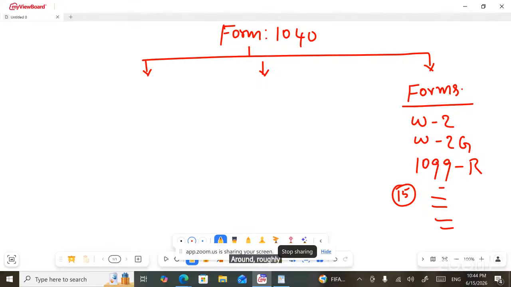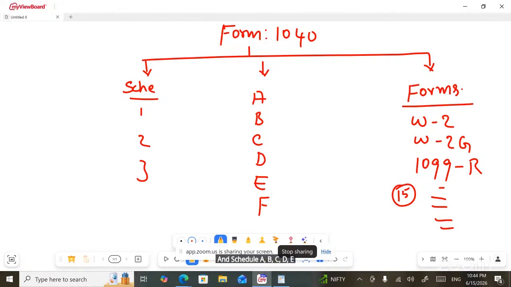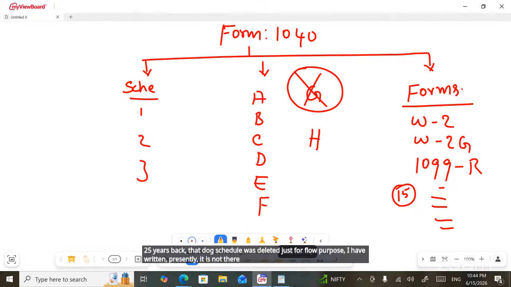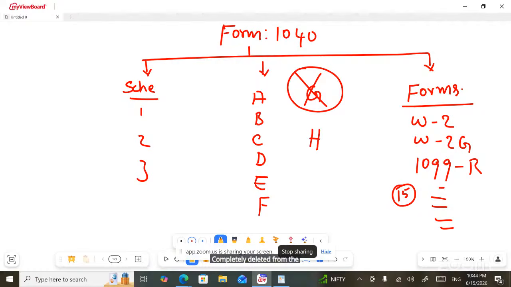And coming to schedules: schedule 1, 2, 3, and schedule A, B, C, D, E, F, G, H. G, long back, 25 years back, that schedule was deleted. Just for flow purpose, I have written it. Presently, it is not there. Completely deleted from the Act itself.